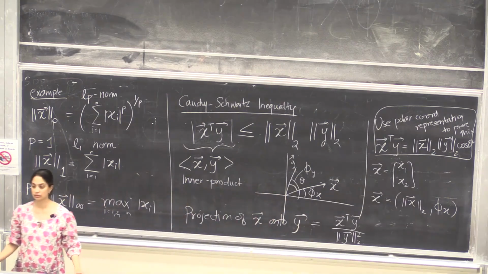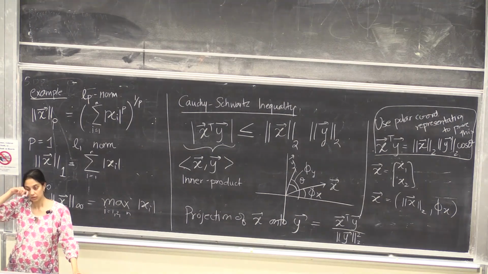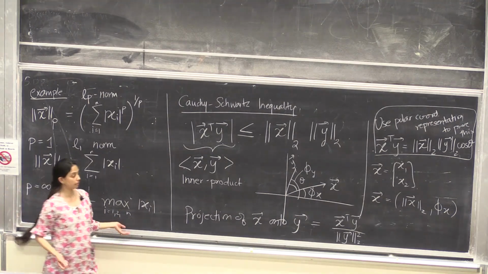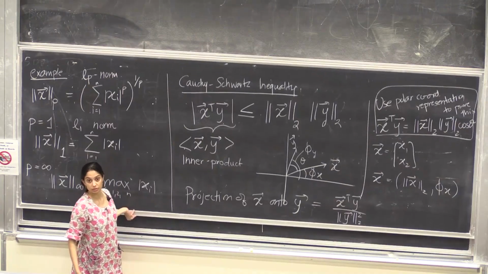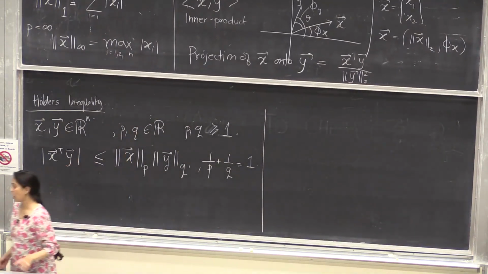Yes? Will we ever care about a case where 1 over p plus 1 over q isn't equal to 1? Yeah, you might, but Holder's inequality doesn't hold. Okay. I'm going to move on.